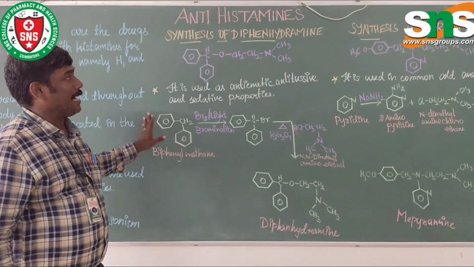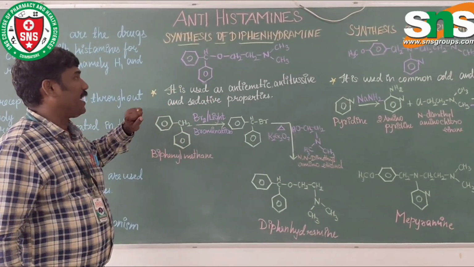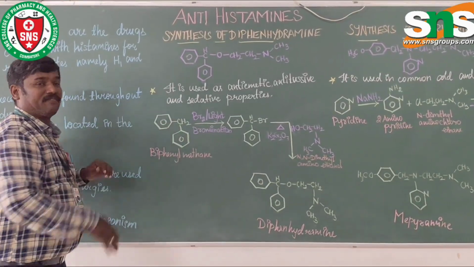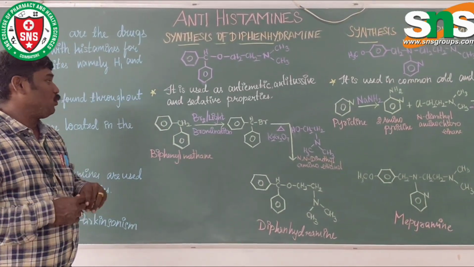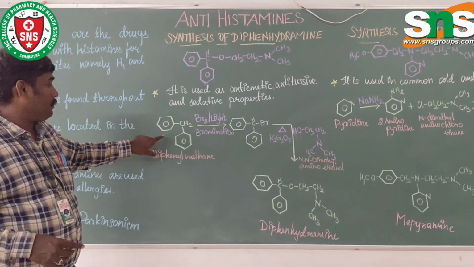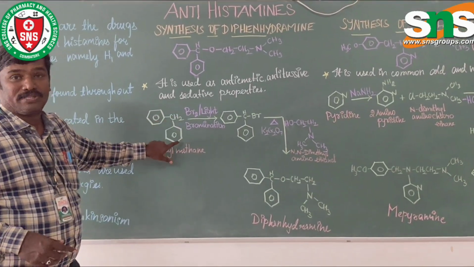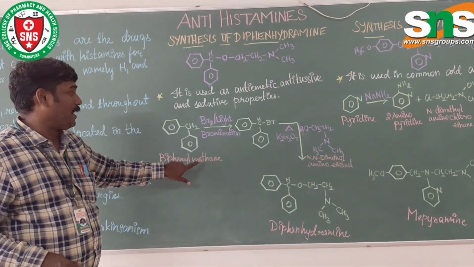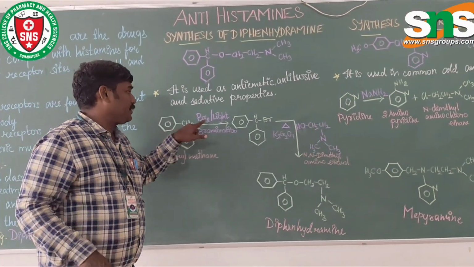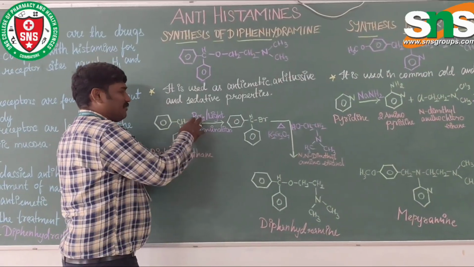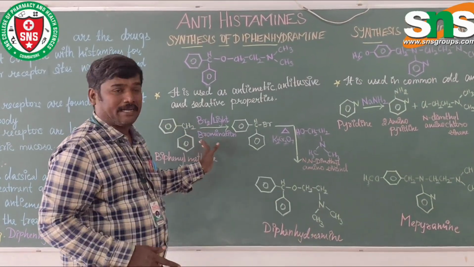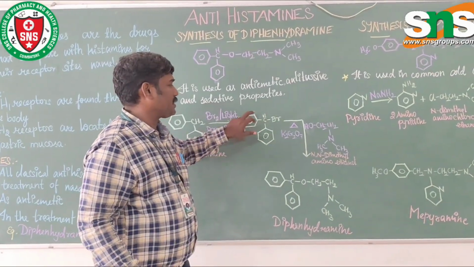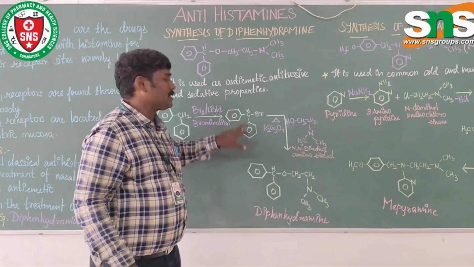What is the starting material for the synthesis of diphenhydramine? We will see this structure. We have already studied this in our POC: diphenyl methane, C6H5CH2C6H5, otherwise known as biphenyl methane. On treatment with bromine, one hydrogen will react with the bromine and be eliminated as hydrogen bromide. So bromine will be attached, giving C6H5CHBrC6H5.